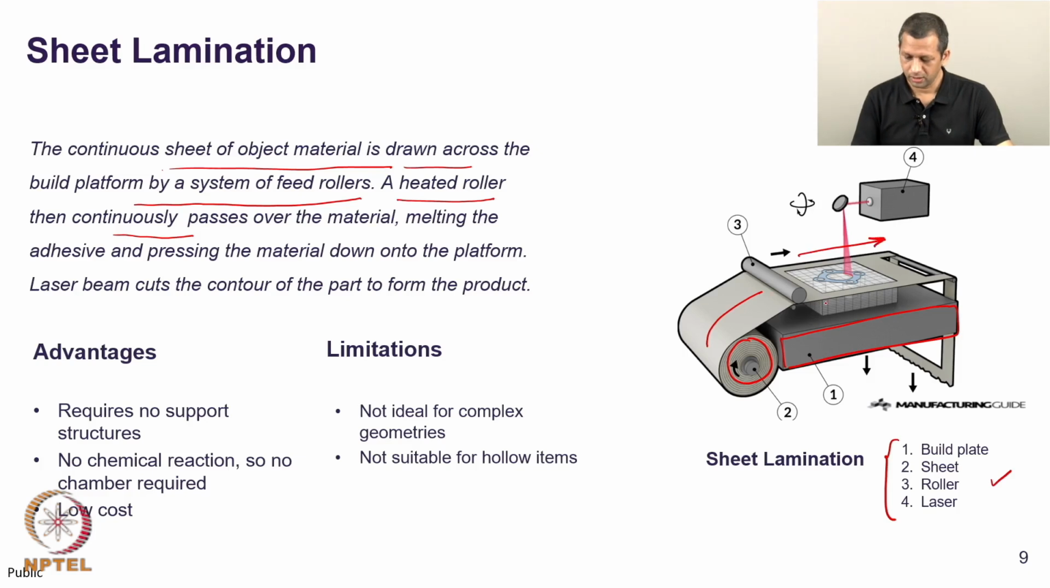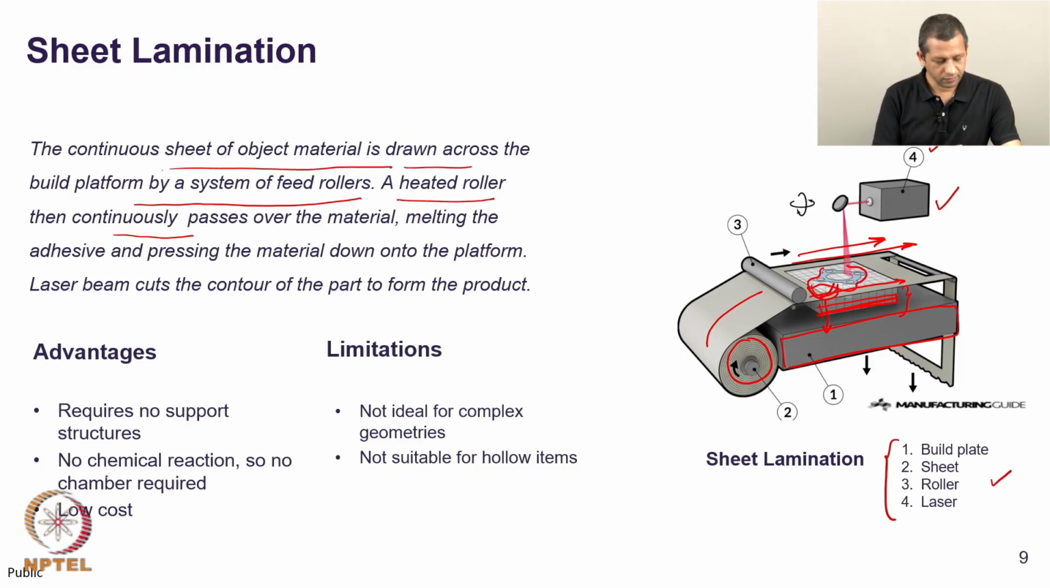There is a roller which passes over alternate sheets. For example, if you have put a sheet already, you can pass the sheet on top of the existing one or on top of the substrate. The roller will pass over it, will apply some pressure and also heat and ultrasonic waves if needed, and will cause joining. Finally, using a laser source, which is item number 4, the desired shape can be cut out from this multi-layered structure.